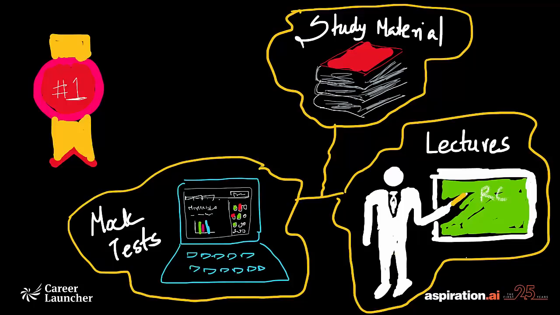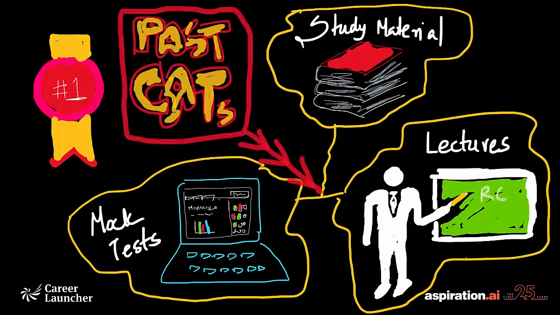All the study material and the lectures and the mock tests are designed for a future test. A good study material, good training, makes a reasonable prediction about what can come in the future. But that prediction has to come from somewhere. That prediction has to come from the past CATs. So whatever study material you're using got created based on the past CAT papers.